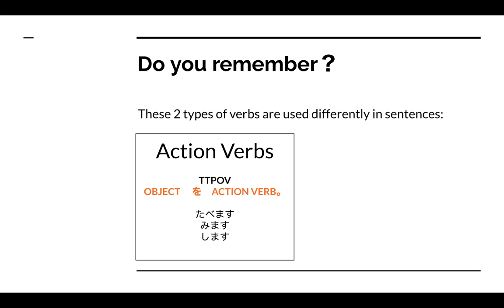Topic wa, time, may or may not have a particle ni, right? It's either general time word or specific time word. Then we have a place. So it's topic wa, time ni, place de. And then object o, and then the action verb. The object is usually the what of your verbs. So I eat. What are you eating? I'm watching. What did you watch? I do. What are you doing?